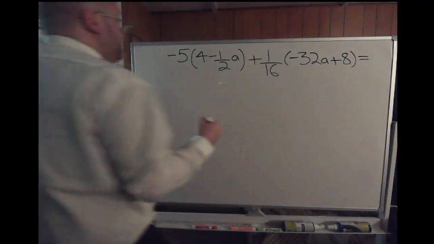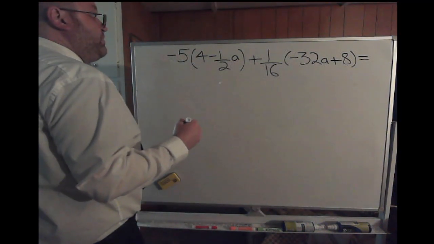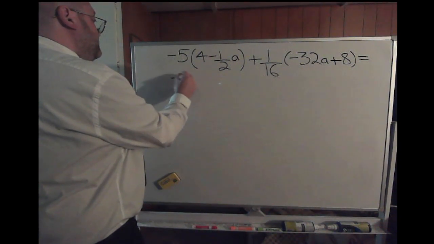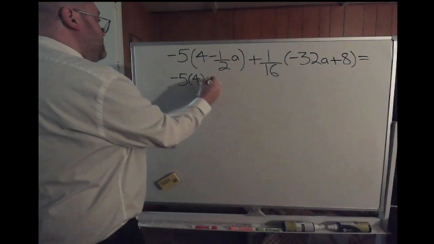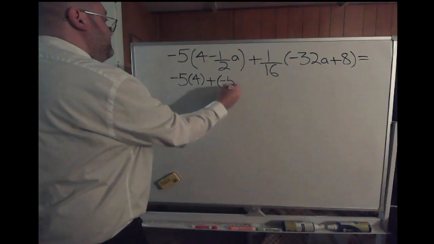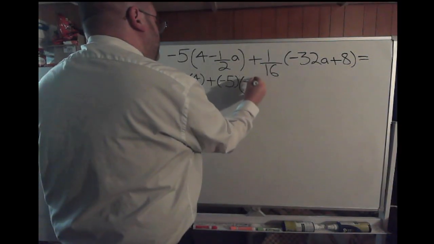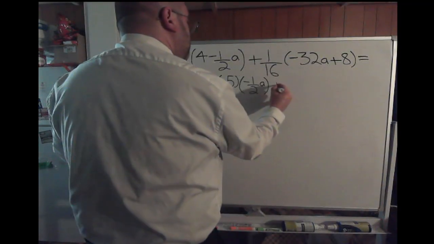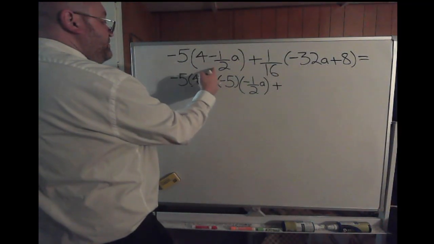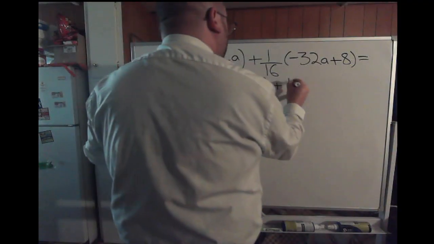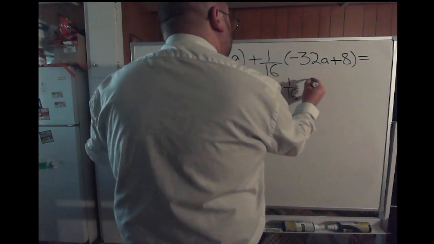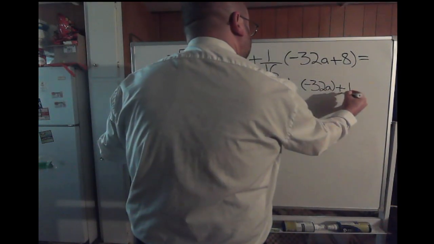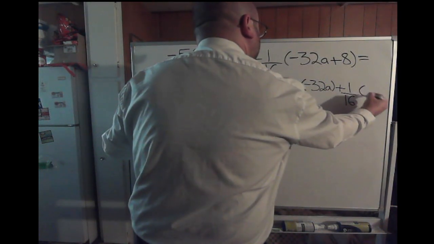Well, we're still going to go through and do the distributive property, so you'll have negative 5 times 4 plus you'll have that negative 5 times the negative 1/2 a. Plus now, so we've distributed the negative 5 through the first set of parentheses. Now we got to do the 1/16 times the negative 32a plus 1/16 times 8.